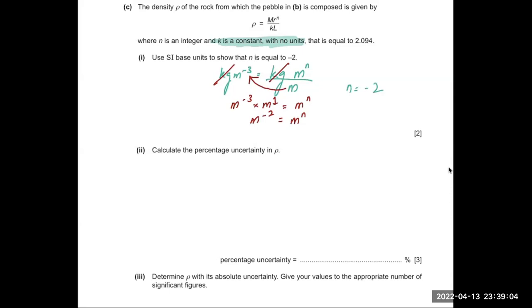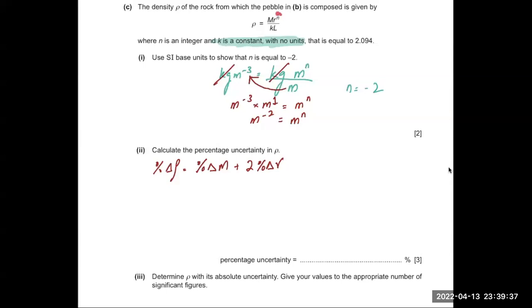Calculate the percentage uncertainty in rho. What is the percentage uncertainty in rho? Now, the percentage uncertainty in rho will be equal to the percentage uncertainty in M, because rho is dependent on mass. So the percentage uncertainty in M plus 2 times the percentage uncertainty in R.